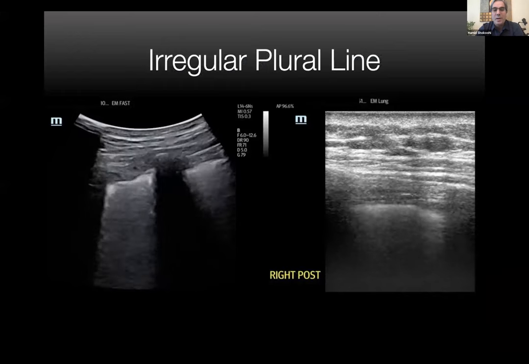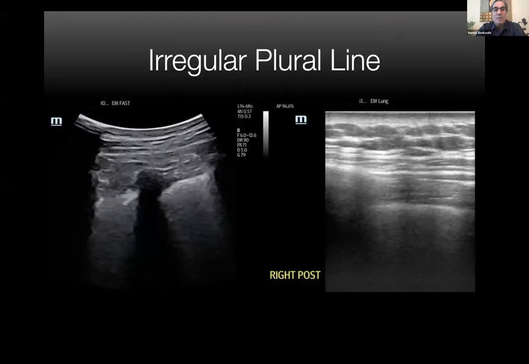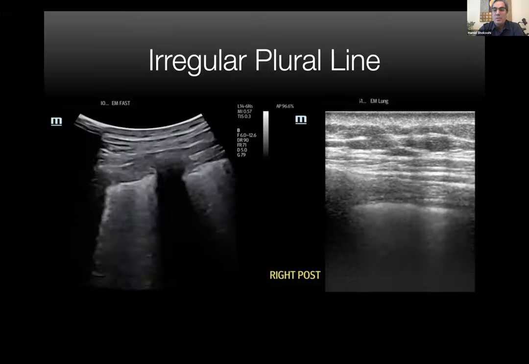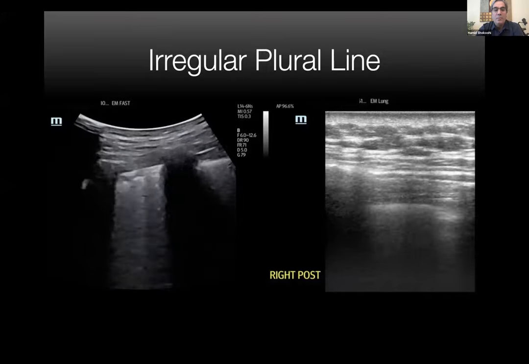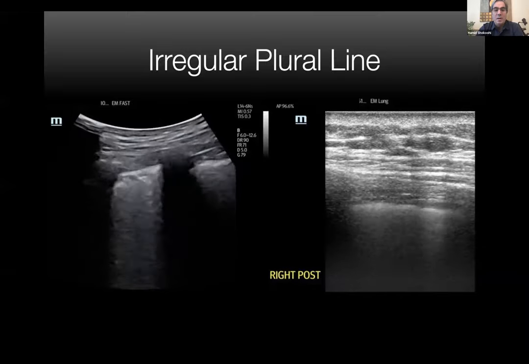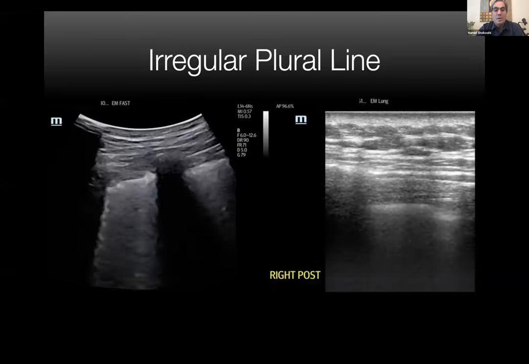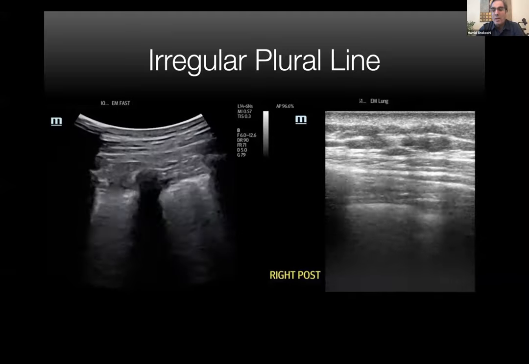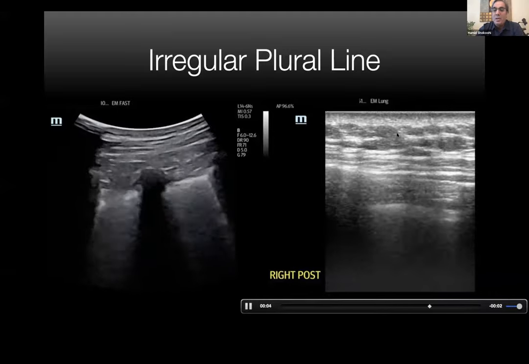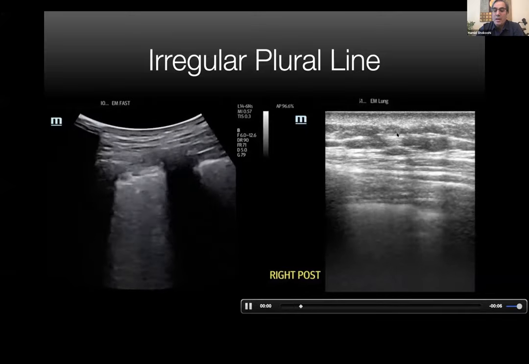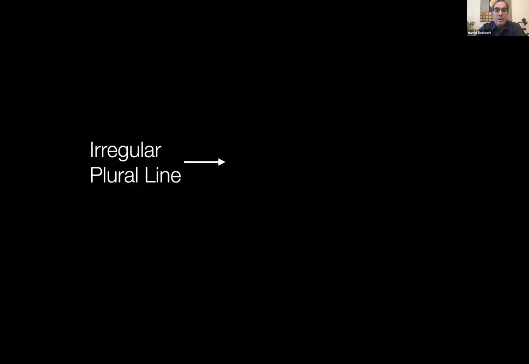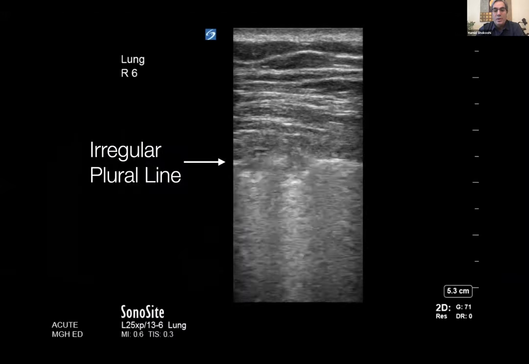Let's look at some of the images of irregular pleural line that we are talking about. As you can see on the left side, the pleural line is supposed to be smooth, a completely flat line, but you can see, I heard Dr. Charlie mention the bumpy, that could be a bumpy one. And to the right side, you can see there's a little bit of localized edema around the pleura. Irregular pleural line, more pictures of this one.